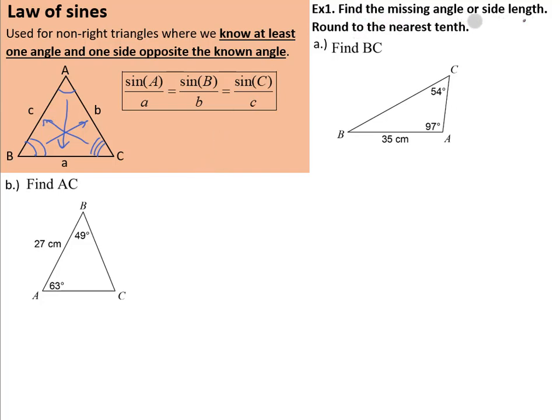Find the missing angle or side length, round to the nearest tenth. Okay, so to solve for this missing length, BC, if you want, we can call it X, or since it's opposite A, we could also call it little a, right? Side length A. So here, we do know one angle and the side opposite it, right? 54 degrees, and its opposite side, 35.